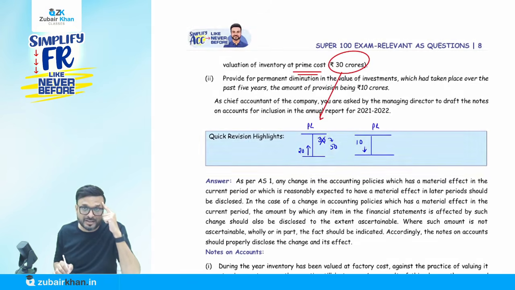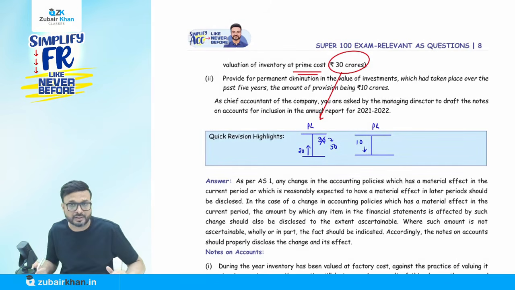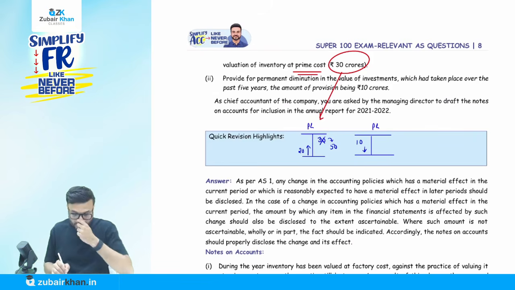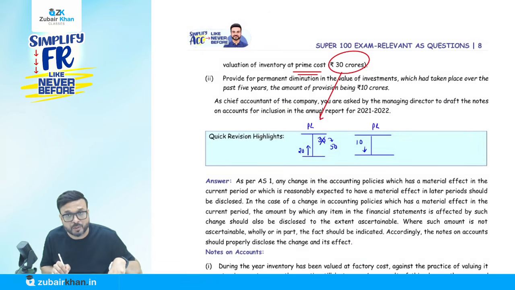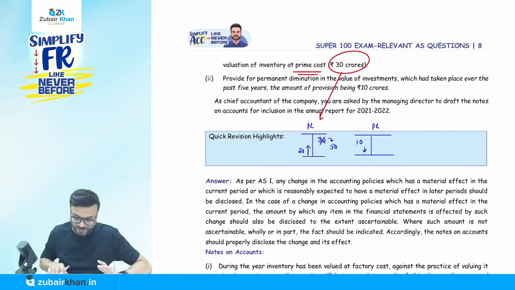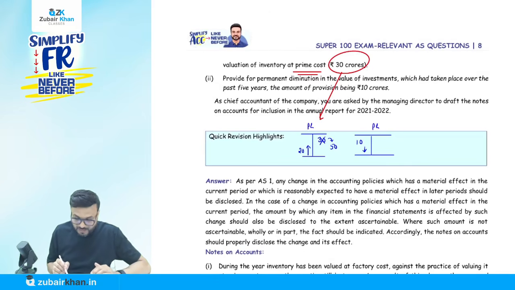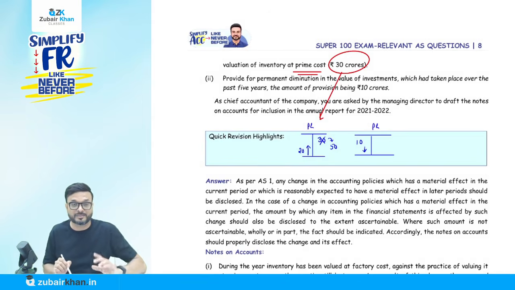Now imagine it's your P&L account. Imagine a T form, so it will be easy for you to understand the concept here. What is going to happen now? Instead of 30, if I am going to record my closing stock at 50, my profit is going to increase by 20. So because of this change in accounting policy, my profit is going to increase by 20 crores. You can see they say increased by rupees 20 crores. Understand the logic. In my trading account, instead of 30, I'm recording 50. So my profit will increase by 20.